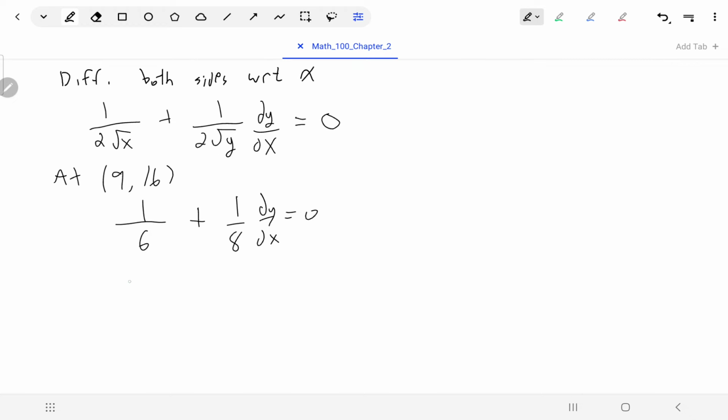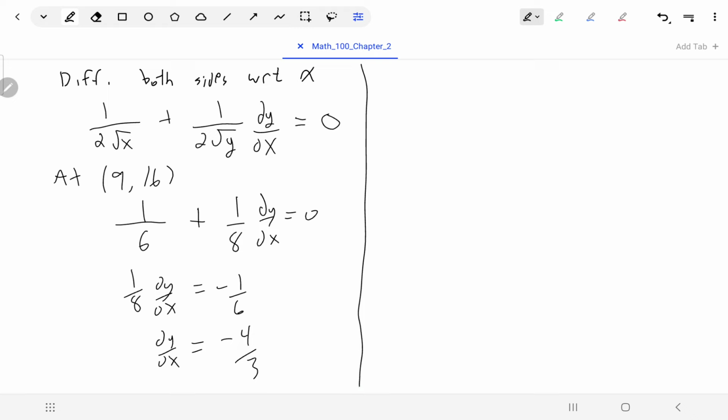And there we go. I can go right ahead and solve for dy/dx. And bring the 8 up. That'll give me -8/6, which is the same thing as -4/3. So -4/3, that's the slope of my tangent line. Slope of the normal line then should be the negative reciprocal of that. So since my tangent line has slope -4/3, my normal line should have a slope of +3/4.